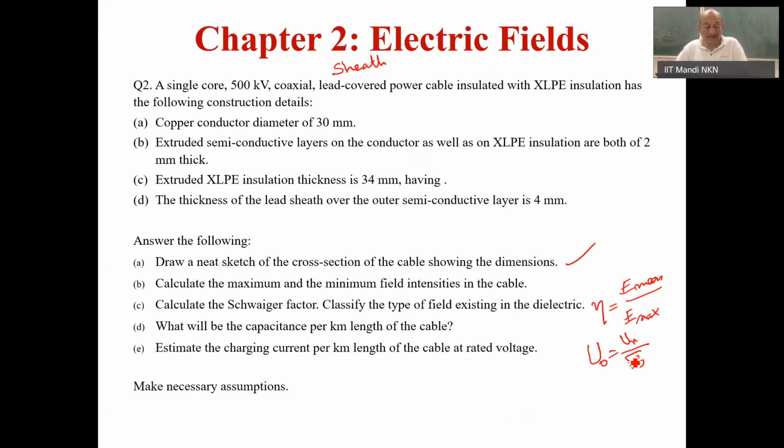Why? The charging current per kilometer length of the cable will be nothing but the charging current of the capacitor formed by the cable, or the dielectric of the cable. The dielectric always forms the parameter capacitor or capacitance. So the capacitor formed, what will be the charging current in the capacitor? Omega C U, that is the current that you will have to calculate.